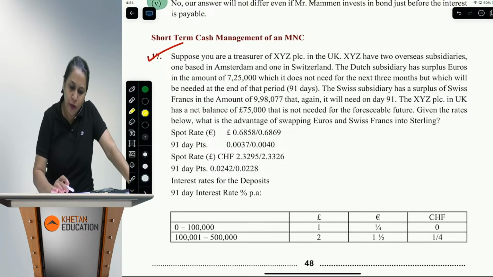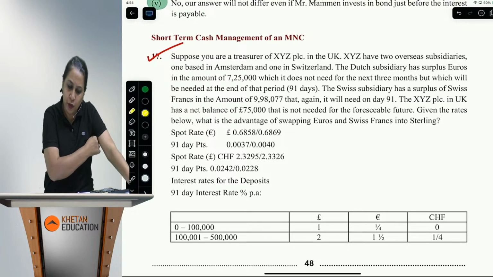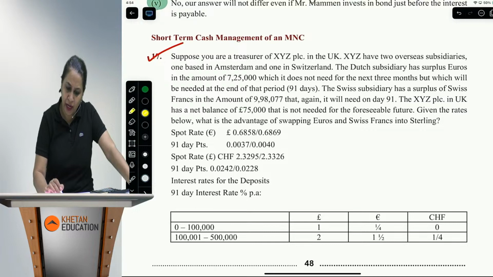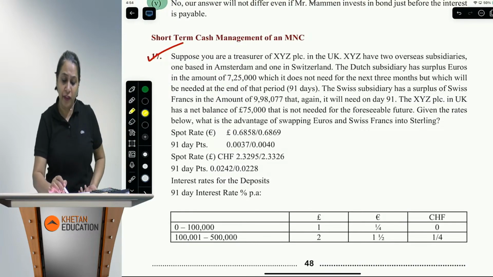Suppose you are a treasurer of XYZ PLC in the UK. XYZ have two overseas subsidiaries, one based in Amsterdam and one in Switzerland. The Dutch subsidiary has surplus euros in the amount of 7,25,000.